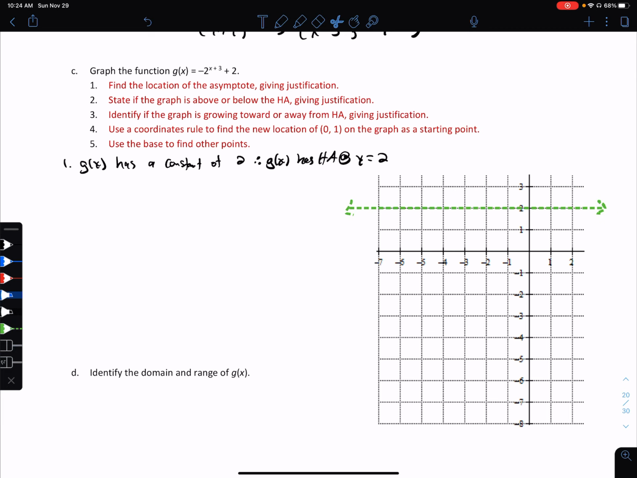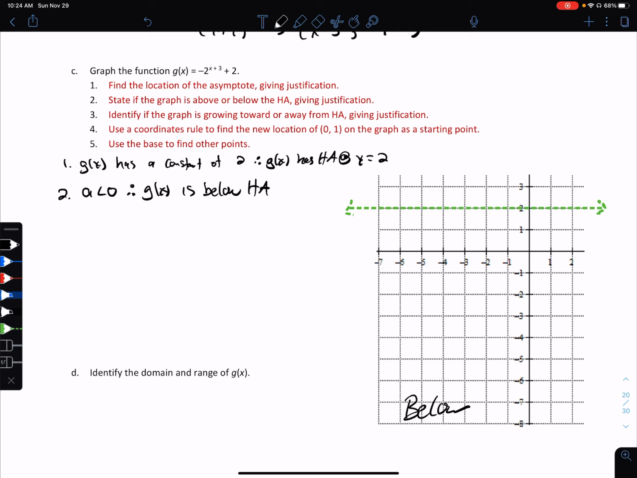There's my horizontal asymptote, dashed horizontal line. 2, state whether the graph is above or below the horizontal asymptote, giving justification. A is less than 0. Therefore, g of x is below the horizontal asymptote. So I'm just going to take a moment, go to my graph, and write the word below, below the horizontal asymptote, so I make sure that my graph is below it.